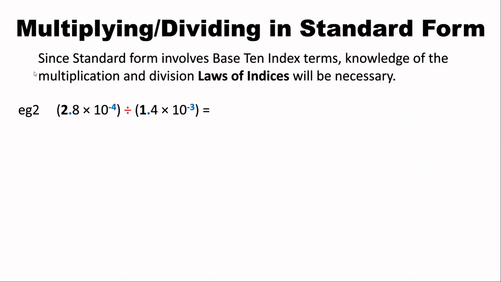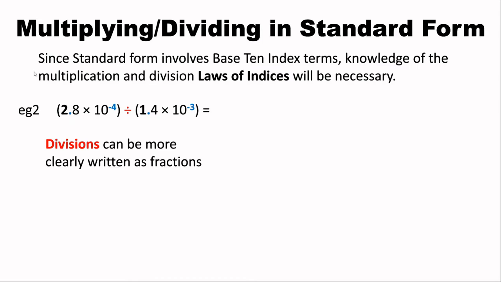We can do this with divisions as well. However, I much prefer to write my divisions as fractions, because that makes it a lot clearer which values need to be multiplied and which values need to be divided. So I'm doing 2.8 times 10 to the power of negative 4 divided by 1.4 times 10 to the power of negative 3. As I did before, I can do the division of the non-base 10 parts, so 2.8 divided by 1.4, and then I'll multiply that answer to my solution from the division of the base 10 parts.